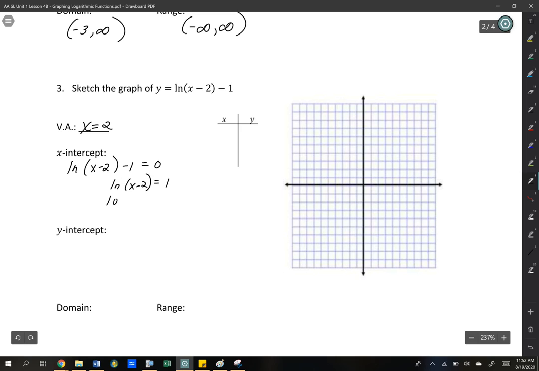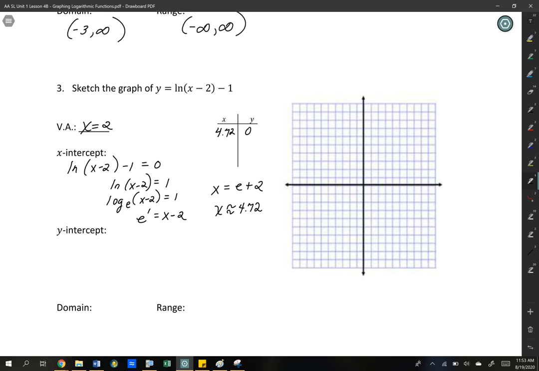Remember, ln is log base e, so before you convert it to exponential form, you may want to rewrite it as log base e. So then it's e to the first equals x minus 2. So x is equal to e plus 2. So x is approximately 4.72. So 4.72 is our intercept for x.